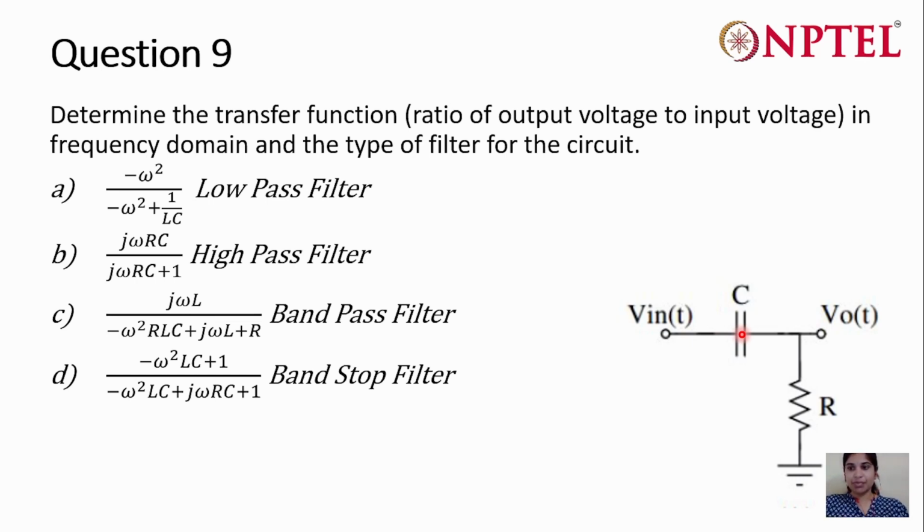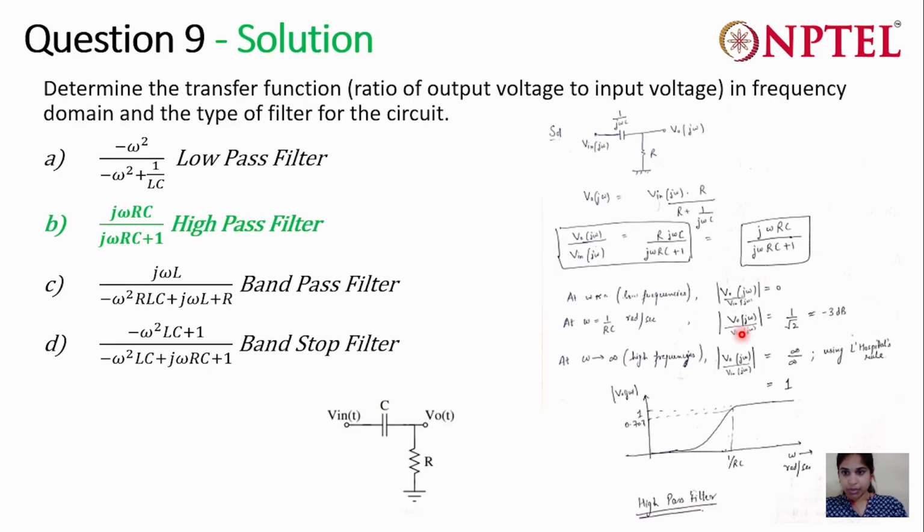So if I have an RC setup, I just have to follow the same kind of expressions. V naught of j omega is the voltage across the resistor, so it is Vi into R divided by R plus 1 by j omega C. Here the capacitance and resistor are in series, and we are finding the voltage across the resistance. It will be the ratio of R divided by R plus 1 by j omega C into Vi.